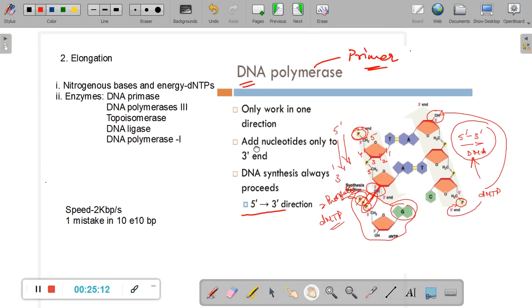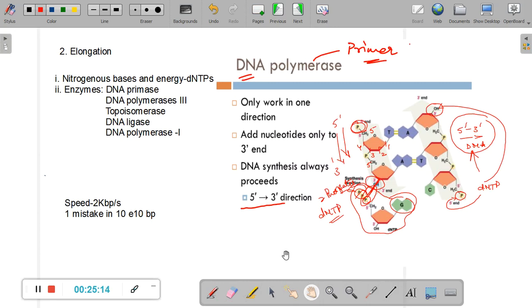But at the moment we need to understand the properties of DNA polymerase. So the first property of DNA polymerase is that it can work in only one particular direction, and it requires a primer for its functioning, right? It can only work in one direction. It can only add nucleotides to the 3' end. DNA is always synthesized in the 5' to 3' direction. So far we've done DNA primase, we've done DNA polymerase, and in particular DNA polymerase 3, but you don't need to remember this, just remember DNA polymerase.